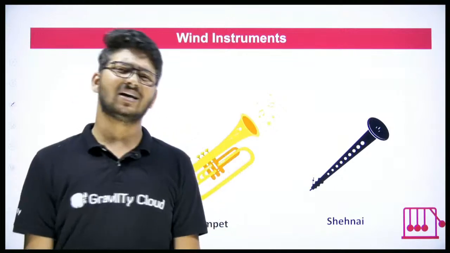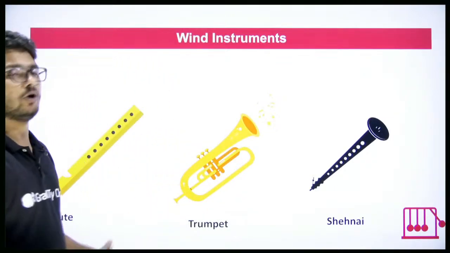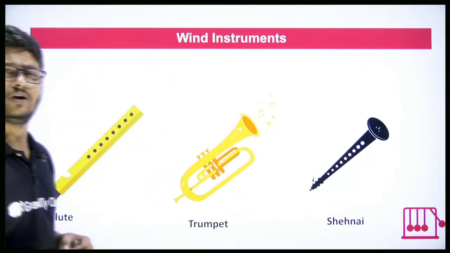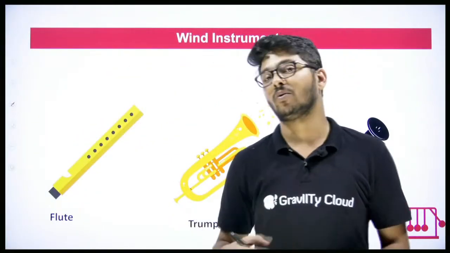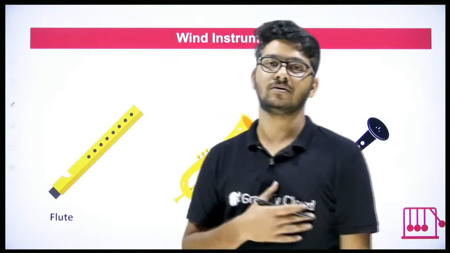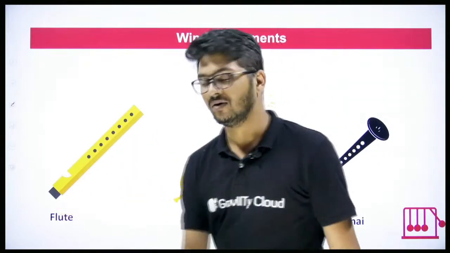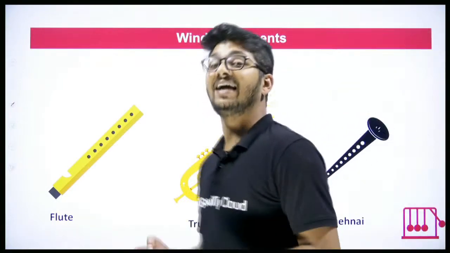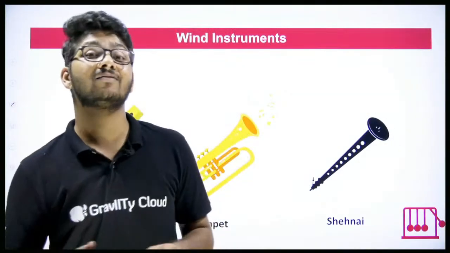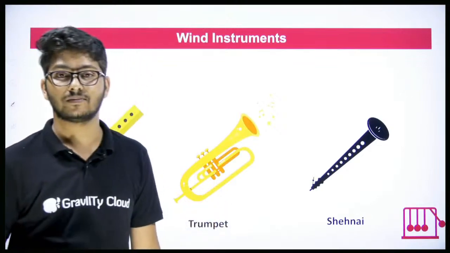Wind instruments. Now here, when it comes to wind instruments, you blow into them. Okay, you blow into them and obviously there will be nothing visible that vibrates. But what actually vibrates is the air. Air inside the flute, air inside the trumpet, air inside the shehnai. That air vibrates, and that is the reason why we call it as wind instruments.